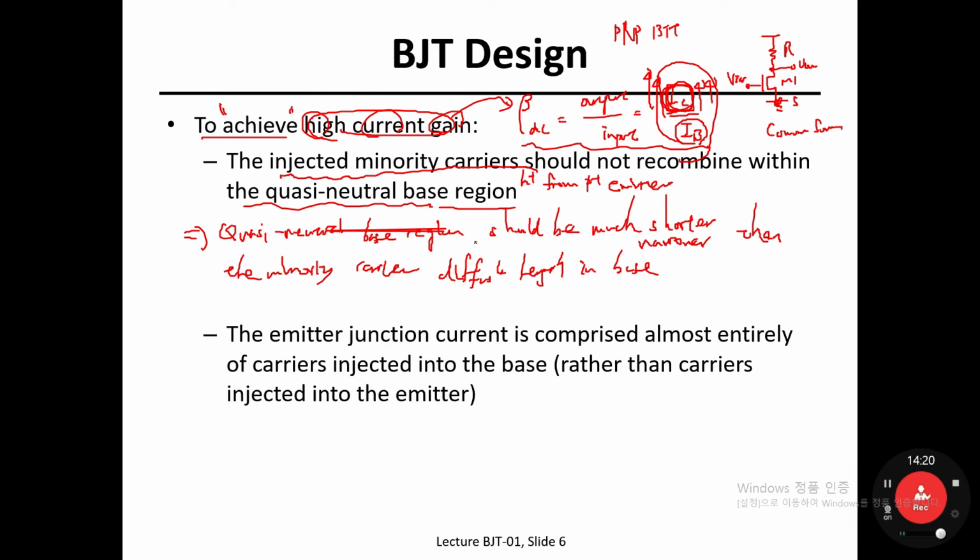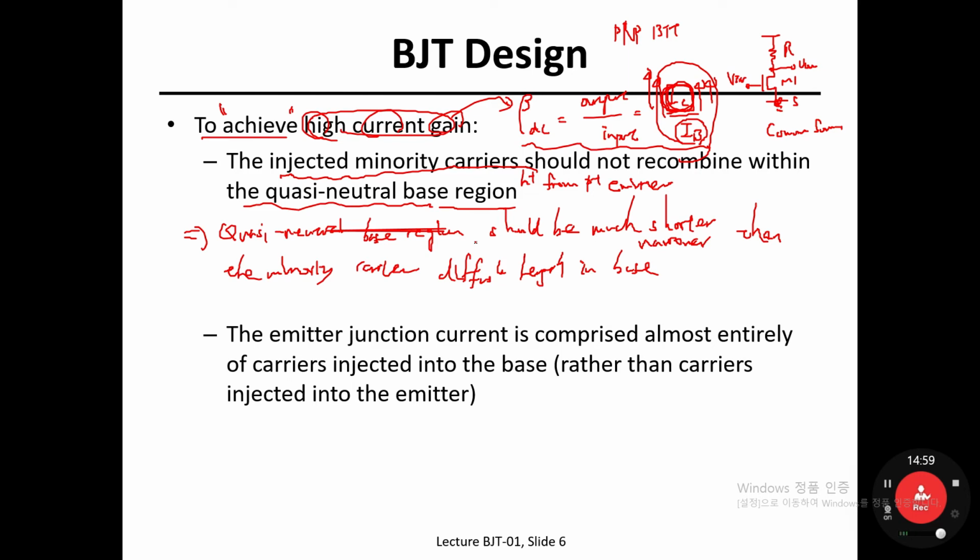So you should remove the depletion. Do not take into account the depletion layer width when you are thinking about the base regime. So in this sense, I have used the quasi-neutral base regime. In the quasi-neutral base regime, the injected holes from the emitter should not be recombined with electrons in the base region. So for that purpose, the total length of the quasi-neutral base regime should be much shorter than the minority carrier's diffusion length in the base.